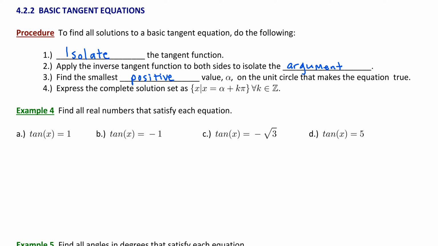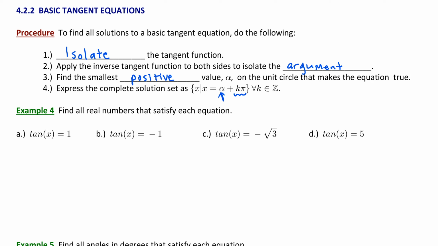Then, number four, express the complete solution set as the set of all x, such that x equals alpha that we found on the unit circle, plus any multiple of pi, which is half of a rotation away from alpha. And that's going to be true for all k in Z. So notice these look a little simpler than the sine and cosine equations, and that is true. And we'll explore why this is so in example 4.